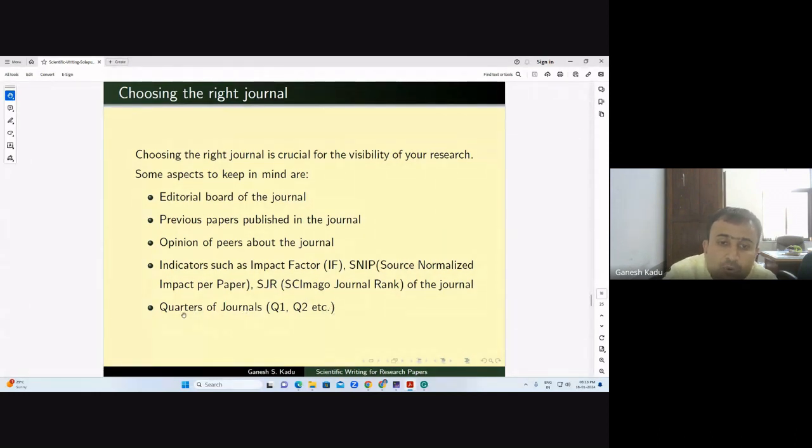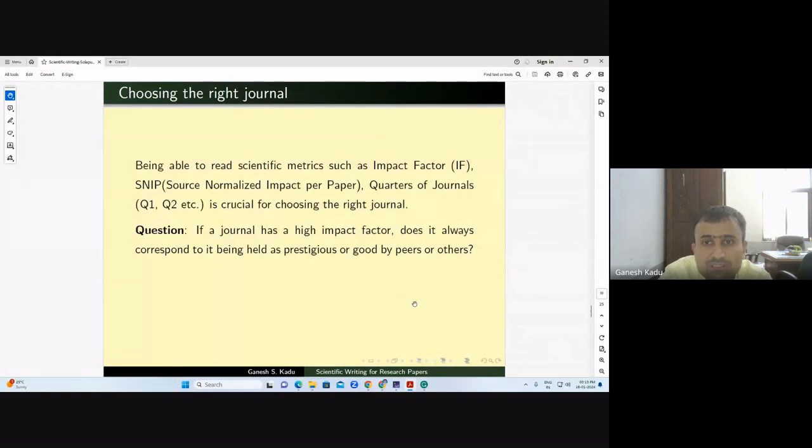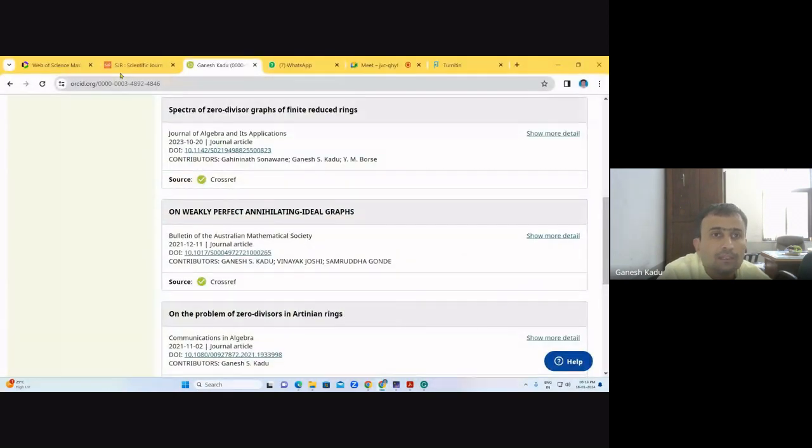Then the other thing is quartiles of journals, quartile one, quartile two. So the first 25% of journals in a particular area will be termed as quartile one, and so on. There are agencies which do this. And so being able to read these scientific metrics, such as impact factor or SNIP or quartiles of journals, is crucial to choosing the right journal. And let me bring it up.